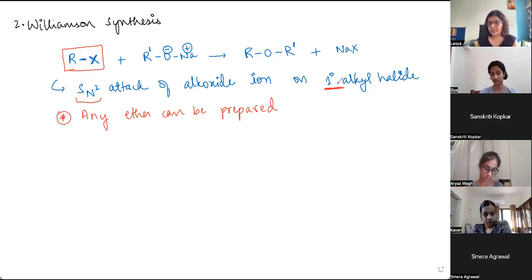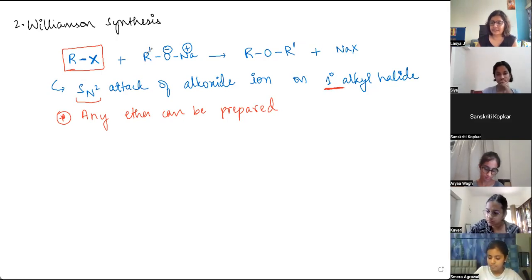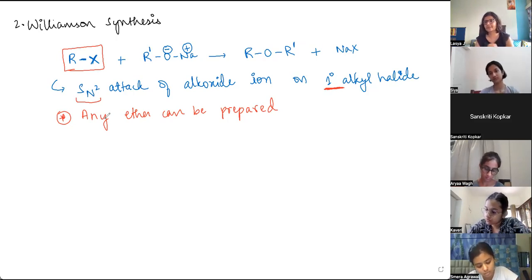So in case you want a secondary or tertiary group, your alkoxide ion can be anything. This R dash can be either secondary or tertiary, but the alkyl halide always needs to be primary to make it suitable for SN2 attack. That's the main point here.